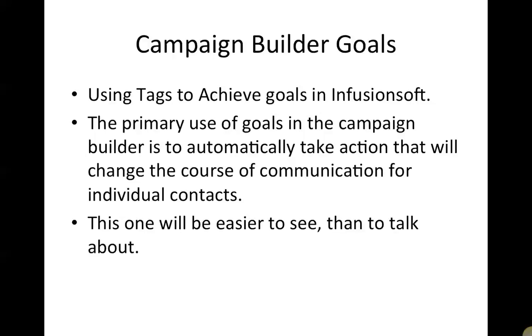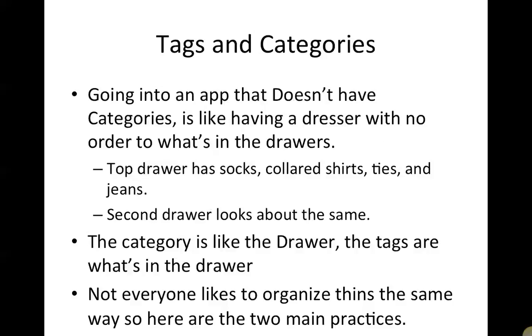So let's talk about tags and categories. Okay, so when I go into somebody's app and I see that they don't have any categories, they just have a bunch of tags, ultimately it's kind of like walking into somebody's house. And you open up their top drawer, and they've got jeans and socks and underwear, and they've got a dress in there. They've got the kids' clothes in there. Like everything's in that one drawer. We don't obviously organize our life like that.